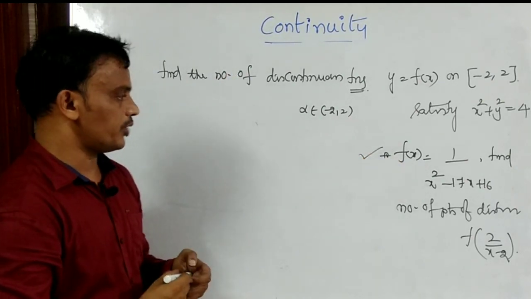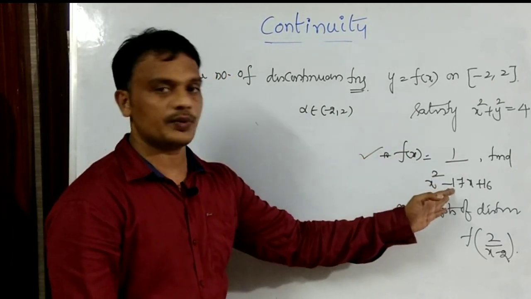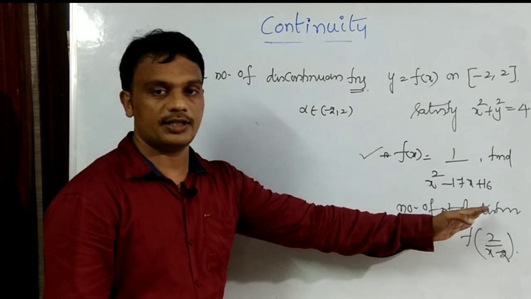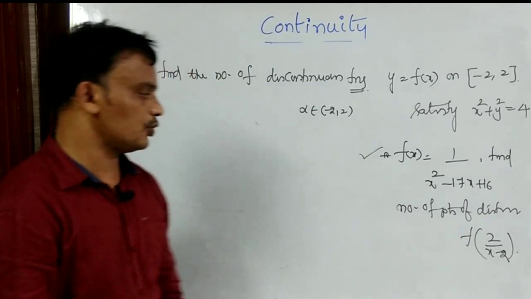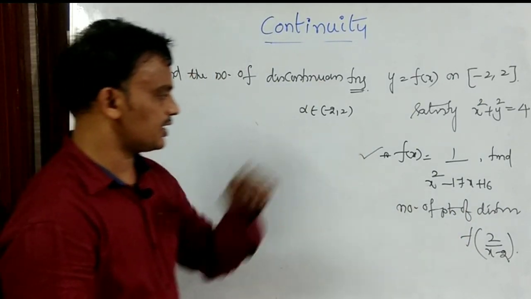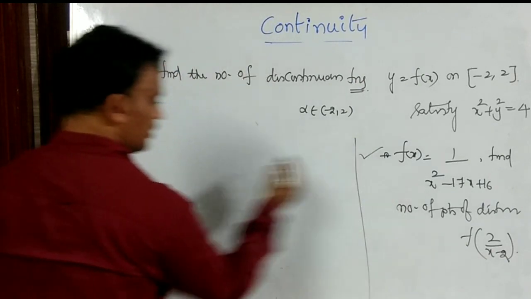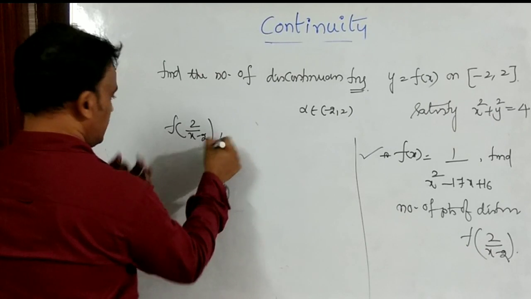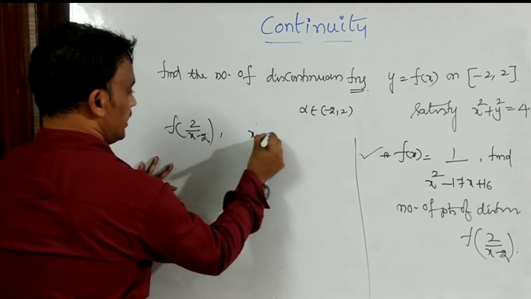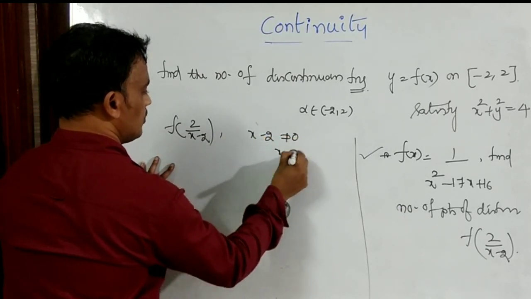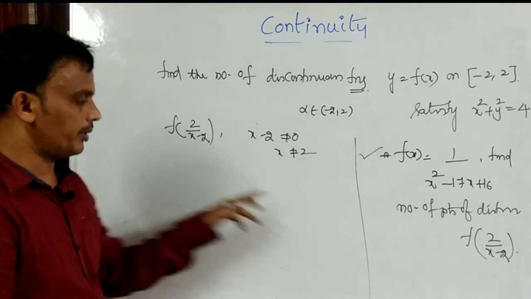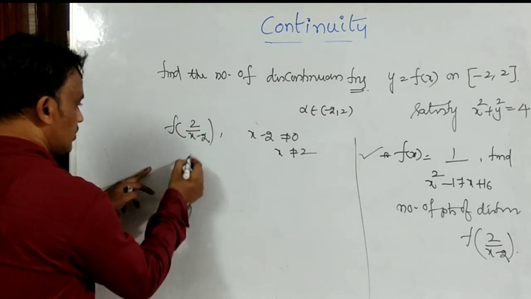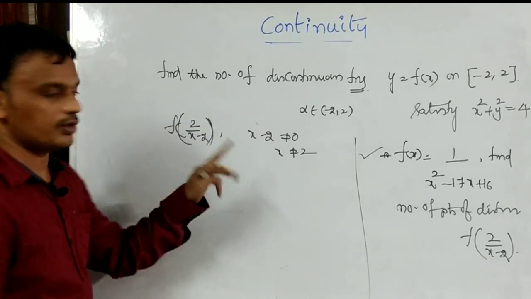Number of discontinuous points. f(x) equals 1 by x square minus 17x plus 16. Find the number of discontinuous points for f of 2 by x minus 2. First of all, 2 by x minus 2 is defined when x minus 2 is not equal to 0, so x is not equal to 2. At x equals 2 it is not defined. Let us take it as t for this function.